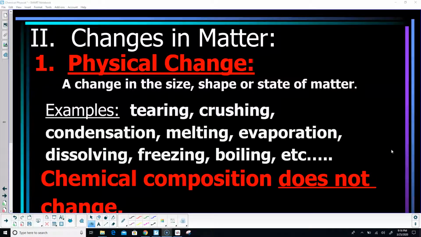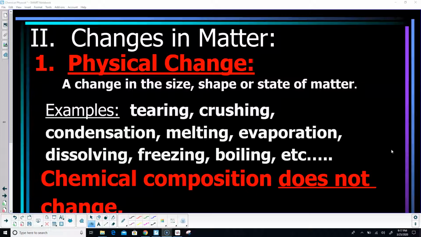Okay, for the second part of this lesson, we're going to look at chemical and physical changes now. The first one was over chemical and physical properties. This is closely related, but this is chemical and physical changes. So we're going to start out here talking about a physical change.